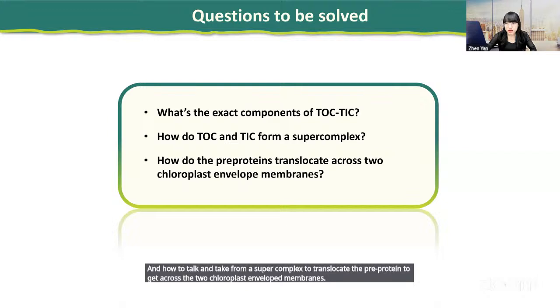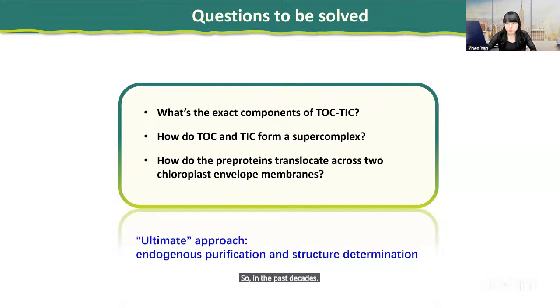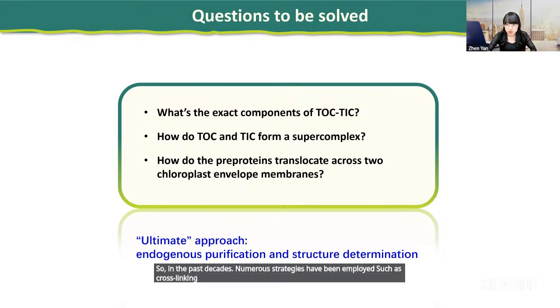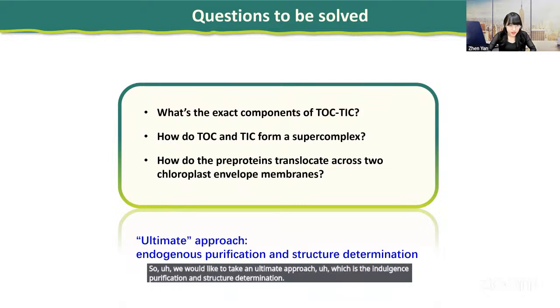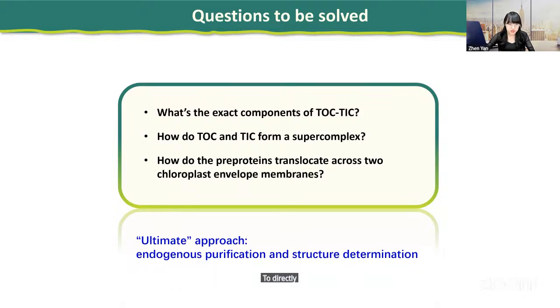In the past decades, numerous strategies have been employed, such as cross-linking, antibody co-IP, and genetic mutations, but there is still no clear answer. So we would like to take an ultimate approach, which is endogenous purification and structure determination, to directly answer these questions.